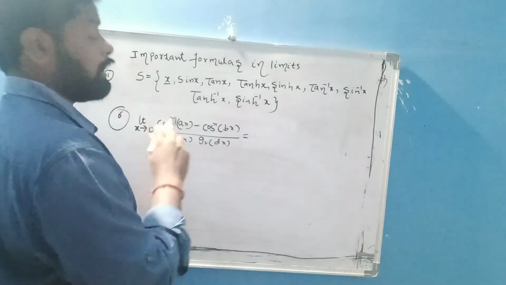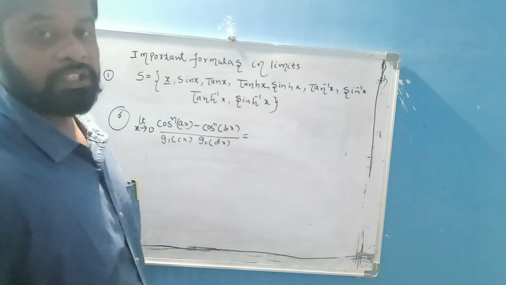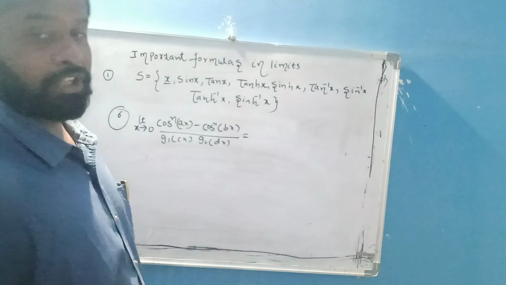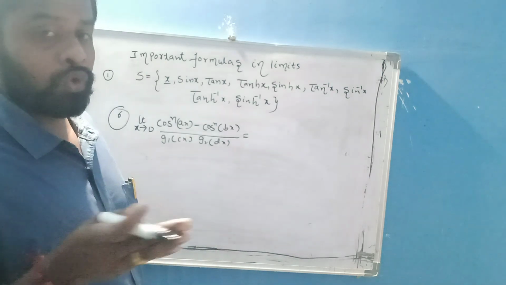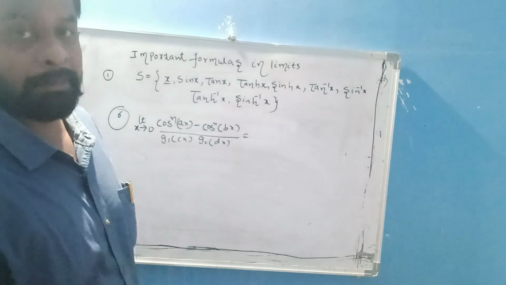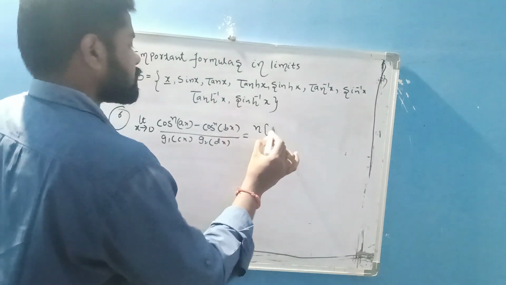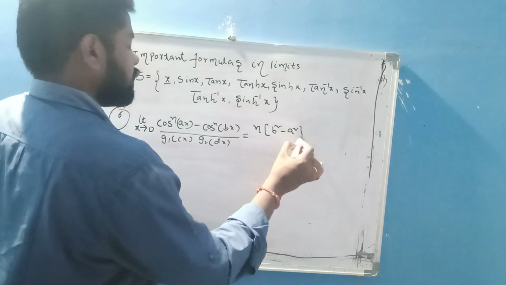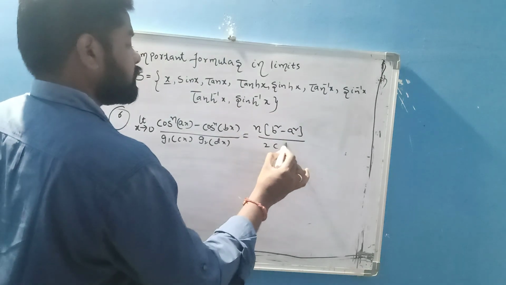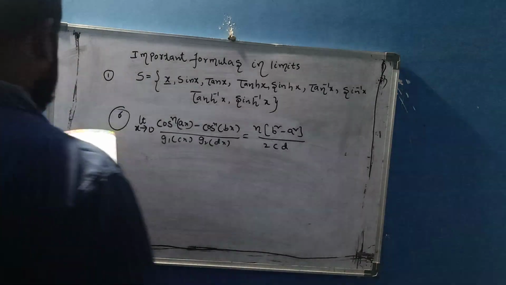But in the sixth formula, there are powers: cos^n(ax) minus cos^n(bx) by g1(c x) into g2(d x). Once again, go back. In the third formula, if powers are there, that power is multiplied with the coefficient only. Here also the same: n into (b square minus a square) by 2 times c into d. n into (b square minus a square) by 2cd.